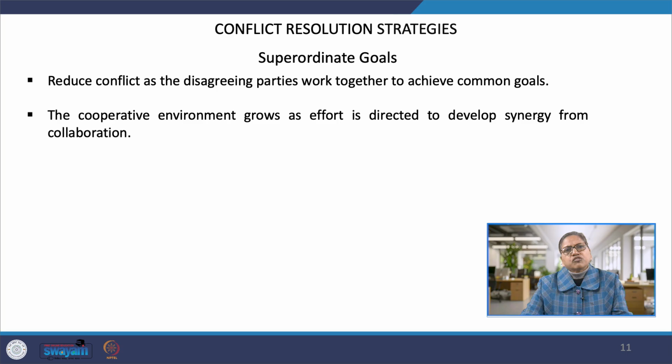When conflict has developed from mutually incompatible goals, the use of superordinate goals should increase cooperation and coordination between departments. The cooperative environment grows as effort is directed away from concern with separate and independent units, to recognizing that conflicting units are part of a larger group and organization.